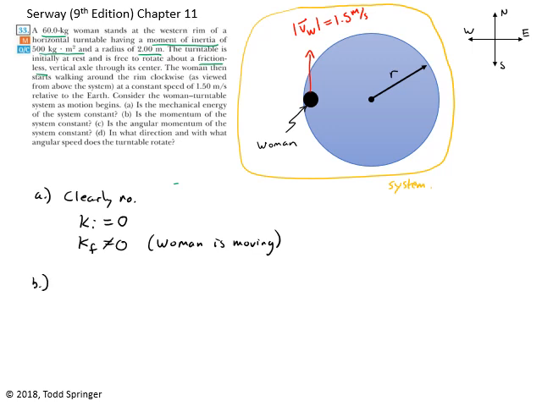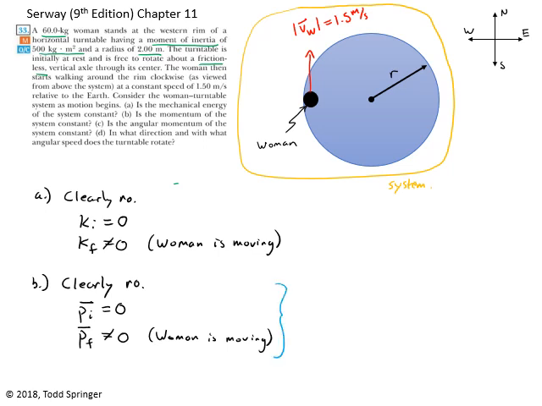How about the momentum? Is the momentum of the system constant? The answer is also clearly no, for the same reason, because P initial is equal to 0 when the woman's at rest, and P final is not 0 because the woman is moving, right? You might take a moment to think, how is it possible? When is momentum conserved and when is it not conserved?